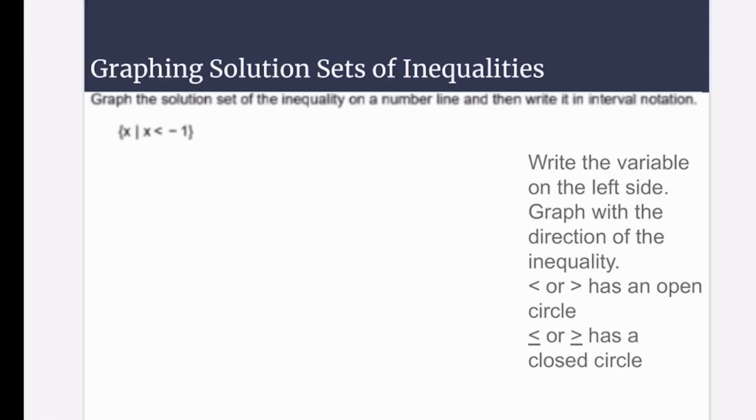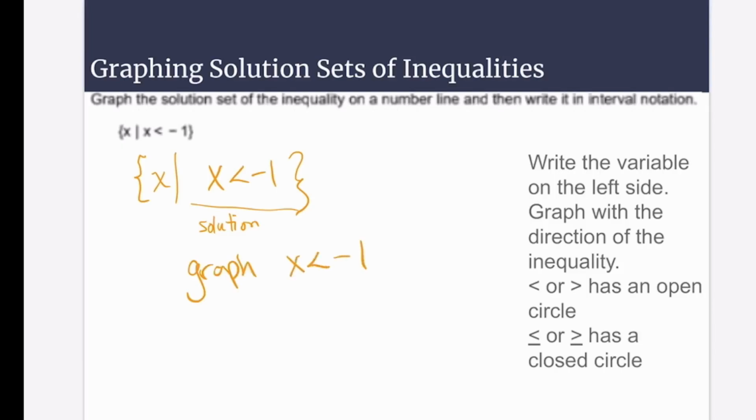Let's graph solution sets of inequalities. A solution set, depending on how it's written, is sometimes going to have these squiggle brackets. They tell you the variable that you're using in your solution, and this part is actually the solution or the answer to whatever problem you're looking at. So in this case, the solution is x is less than -1. So that's what we're graphing. We're going to graph x values that are less than -1.